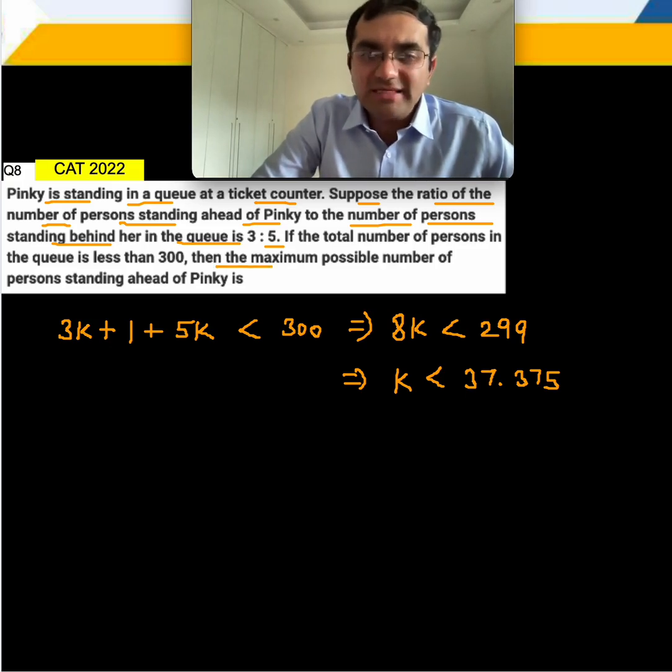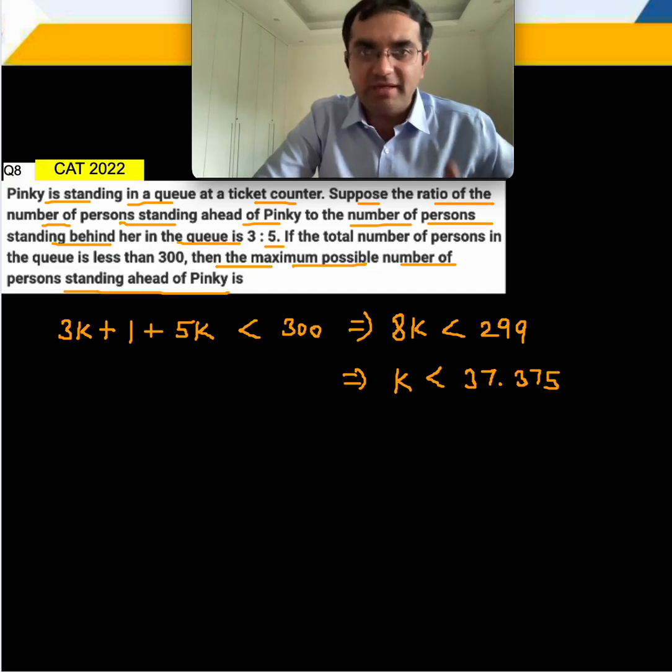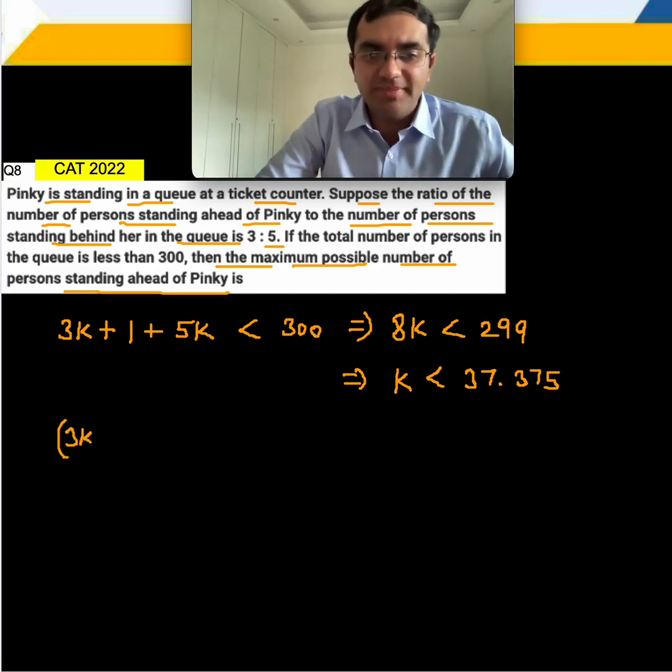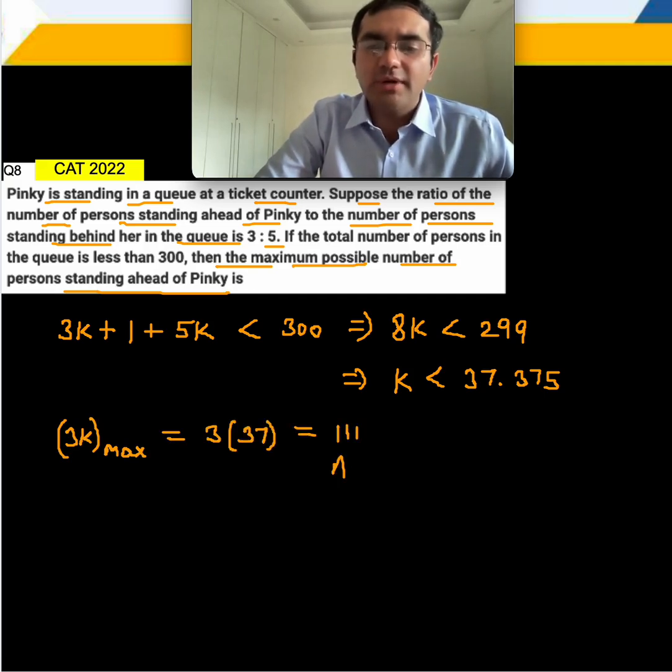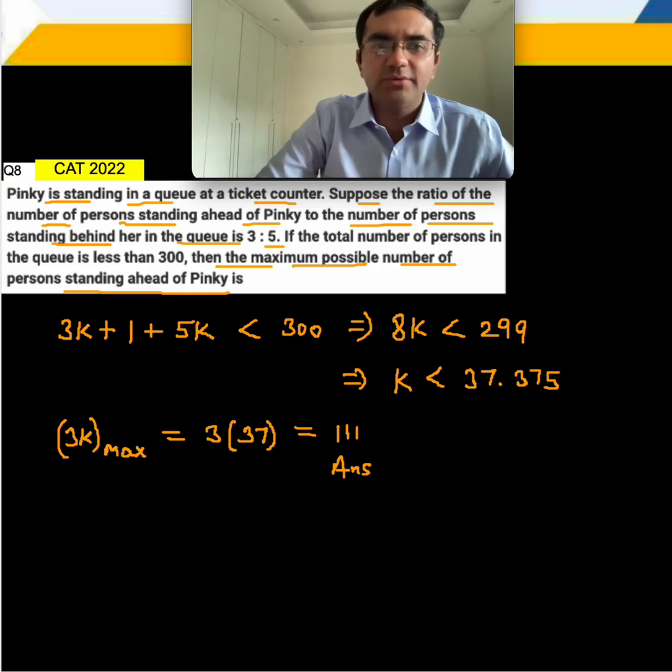Find the maximum possible number of people standing ahead of Pinky. Pinky के आगे that is 3K. तो 3K का maximum value turns out to be 3 into 37. That is 111, which is the right answer. 111 is the right answer for question number 8.